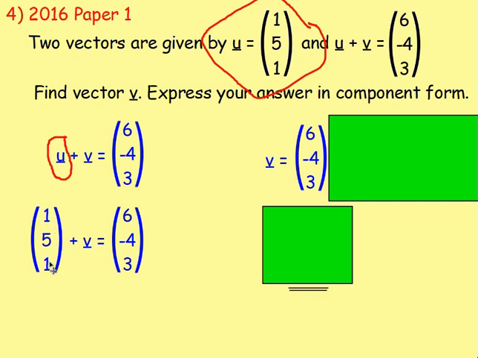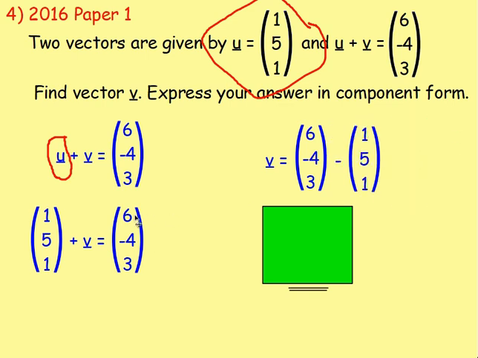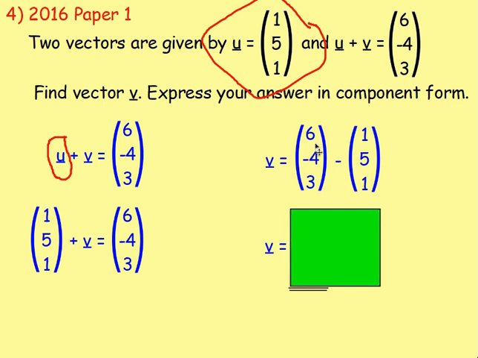Because we took away the 1, 5, 1 on the left, we take away the 1, 5, 1 on the right. So we would take away that 1, 5, 1, or just move that over and make it a minus, whichever way you have learned to do this. It means then vector v will equal.